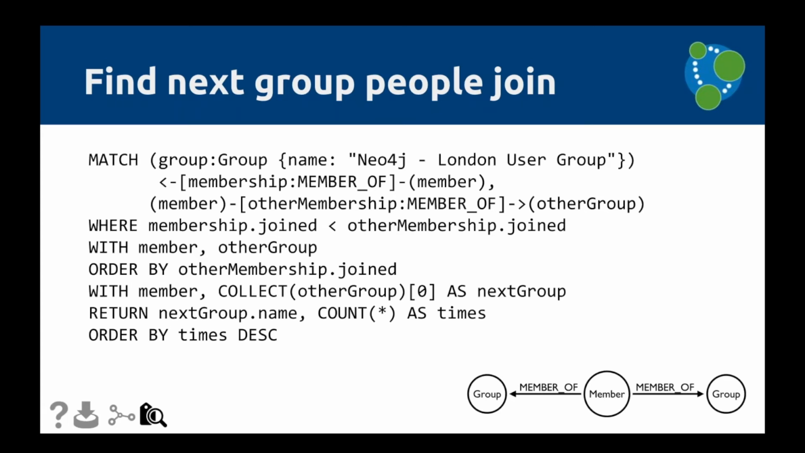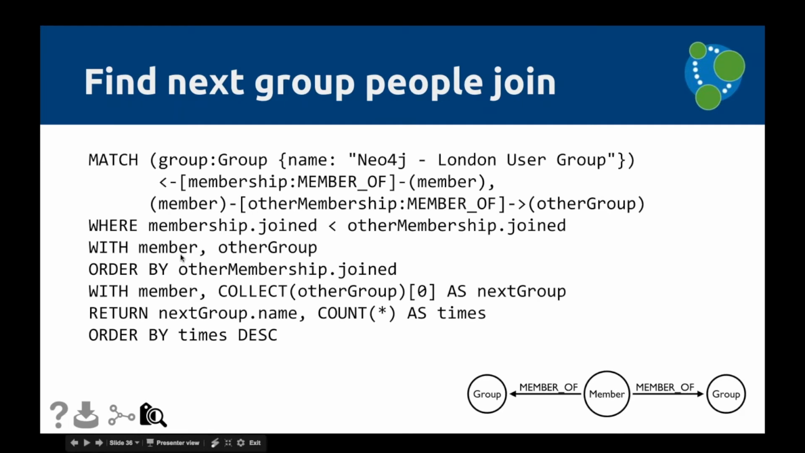We can actually do it, and we don't have to change the model, since the model already allows us to do it. If we go from the top left down, we're saying I want to find the Neo4j London group, then find the people who are members of it, and then find the other memberships that they have. So we find all our members and all their other memberships. Then we do some filtering. We want them to join the Neo4j group first, and then join the other groups afterwards. If they joined some groups before the Neo4j one, we're not interested in those for this query. That's what this where clause is doing, filtering out groups that they joined before the Neo4j one.